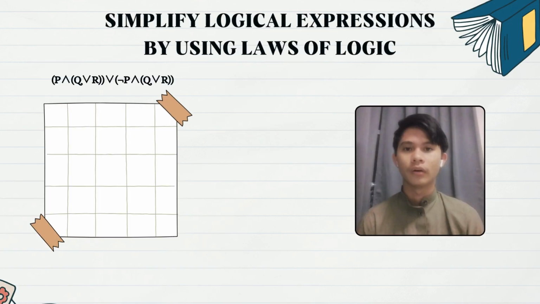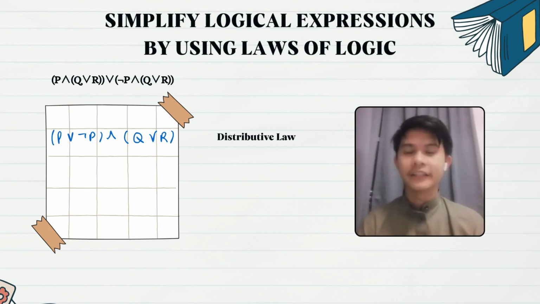Alright, for this slide, we are going to learn how to simplify logical expressions using the laws of logic. Let's take a look at the expression at the top of the slide: (P and (Q or R)) or (not P and (Q or R)). We're going to simplify this expression step by step using the correct logic laws. I'll walk you through each step shown on the paper.